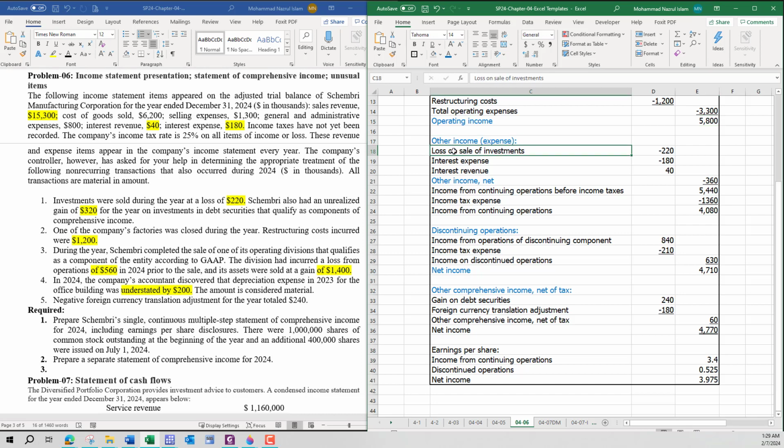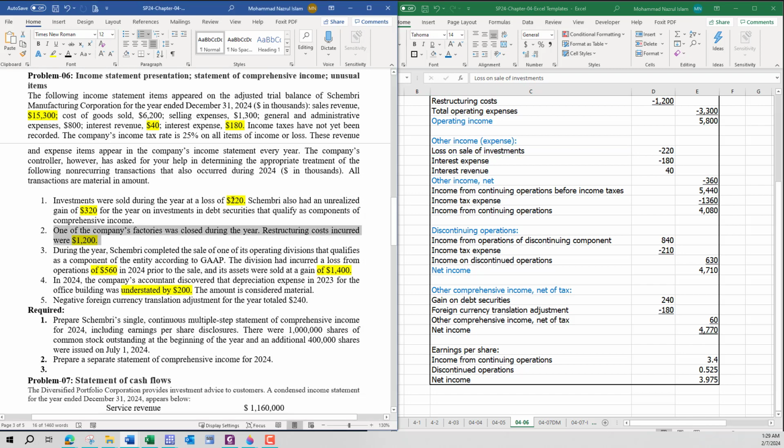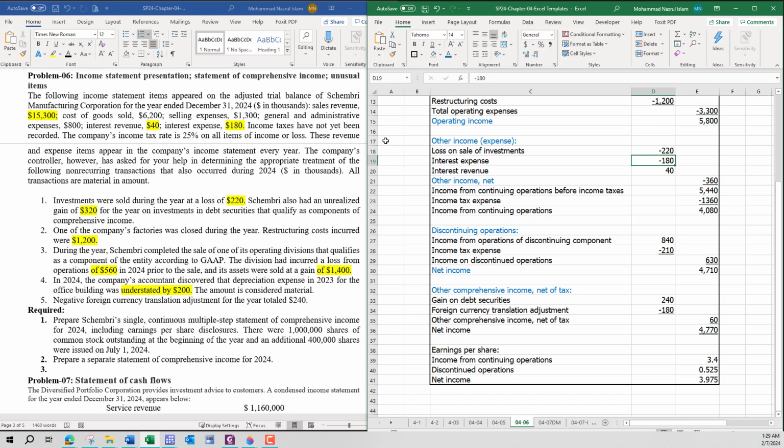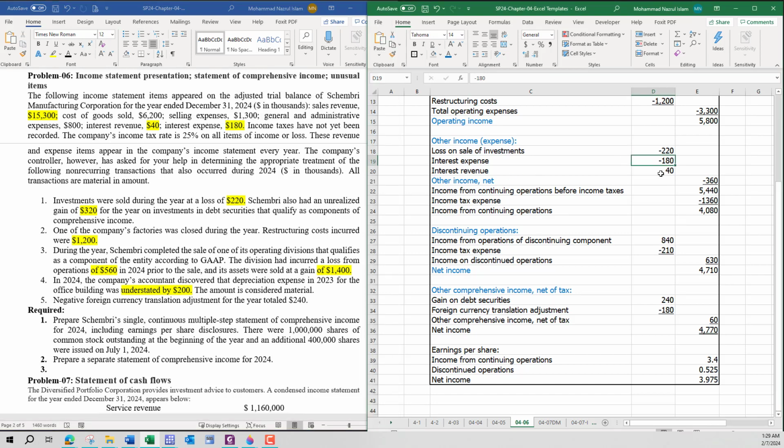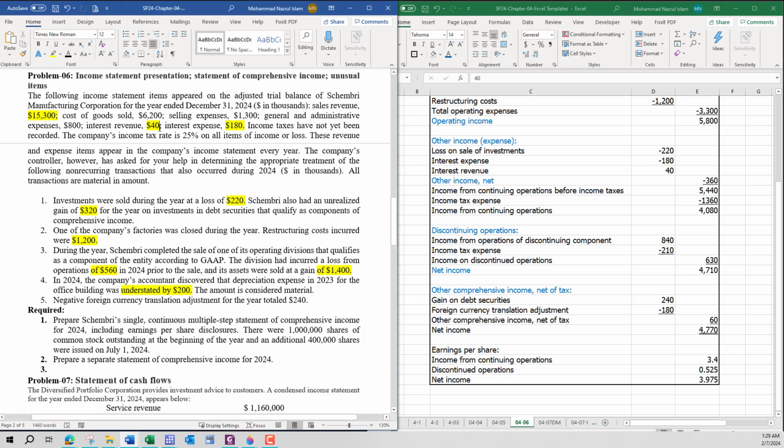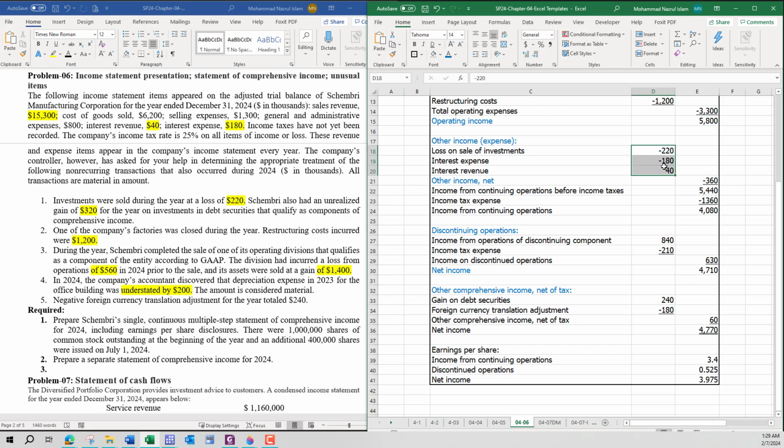Now let's go to the other income or expenses. Loss on sale of investment is 220, interest expense is 180, and interest revenue is 40. The sum of these three should be equal to 360. After subtracting this 360 from 5,800, it is 5,440. This is income from continuing operations before income taxes.